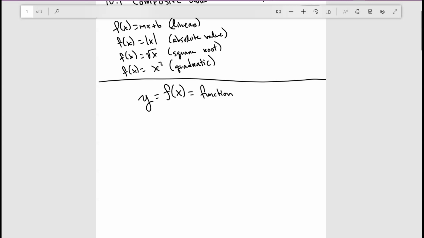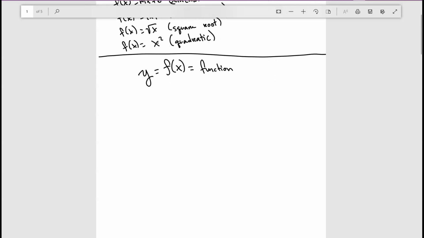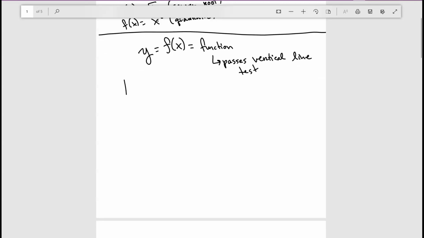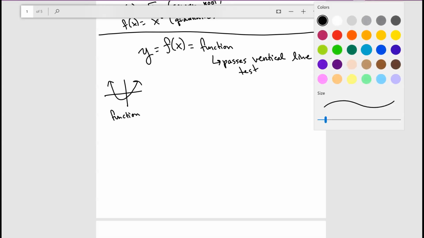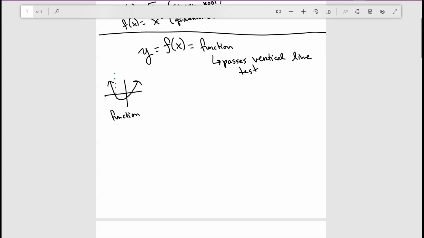And how do we know something is a function? Well, a particular graph is going to be a function if it passes the vertical line test, or if for every x value there's only one y value. So if I give you a parabola, this is going to be a function, because if I draw a vertical line right through it, it'll pass it only once.